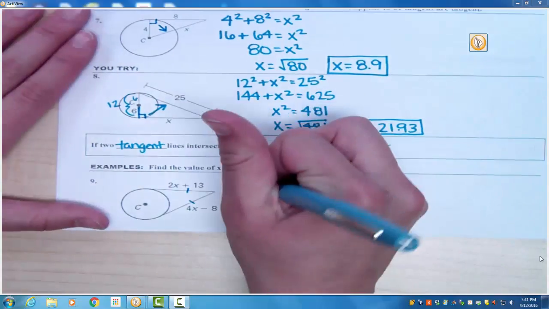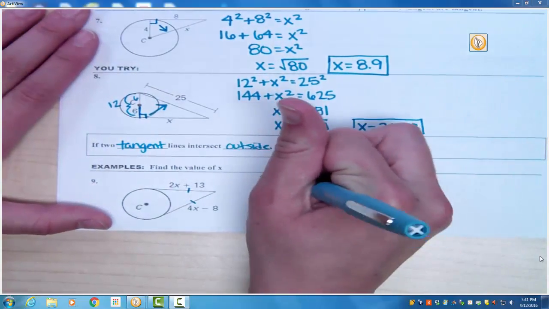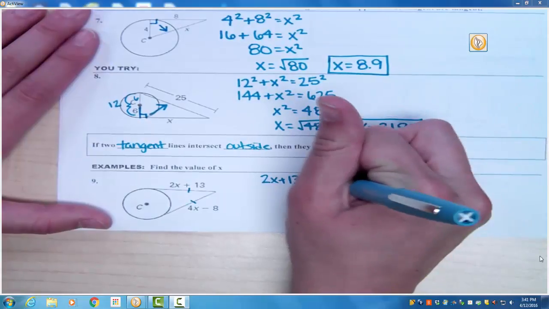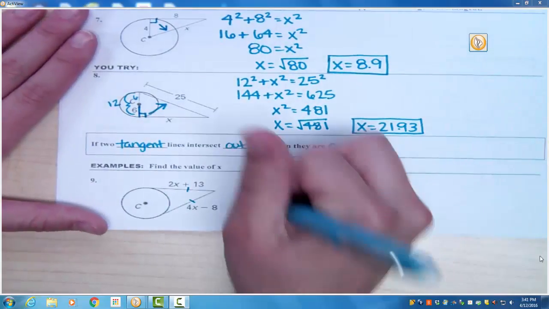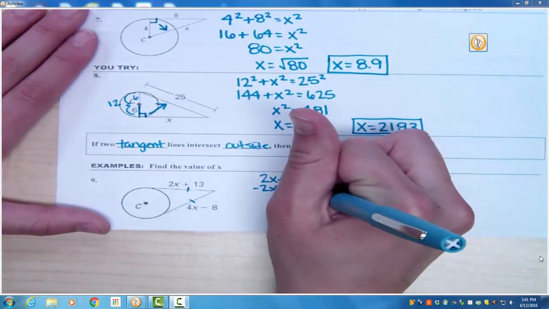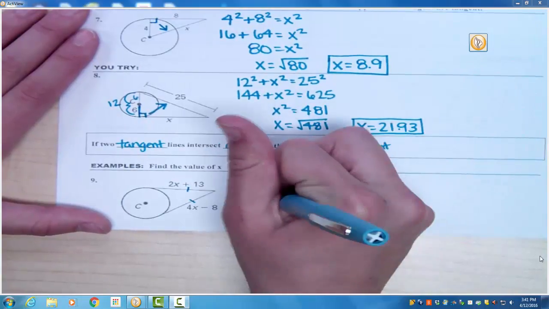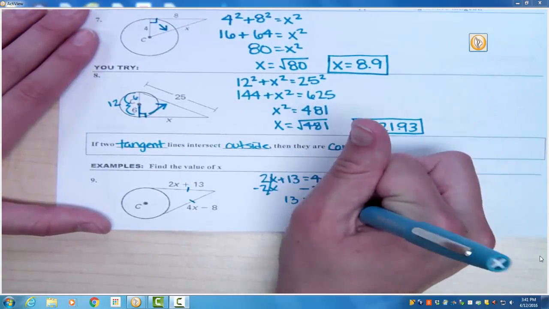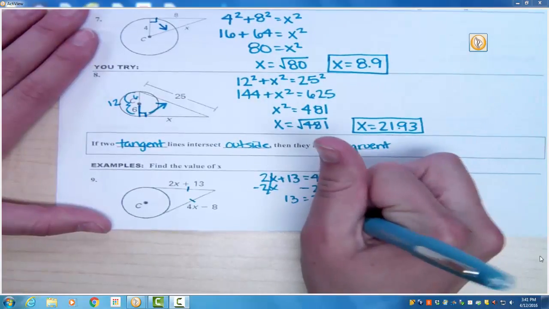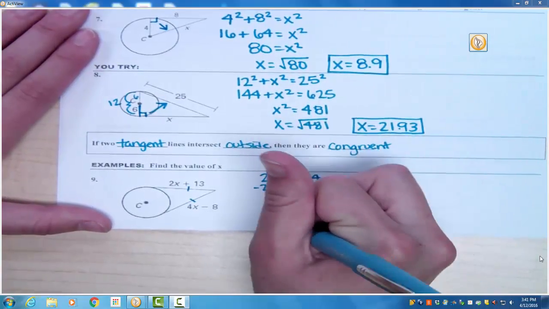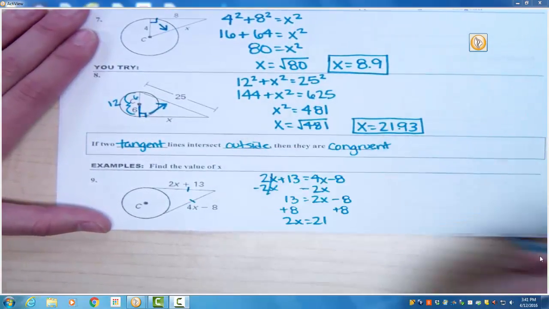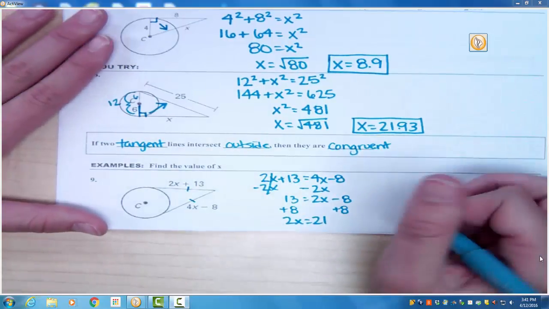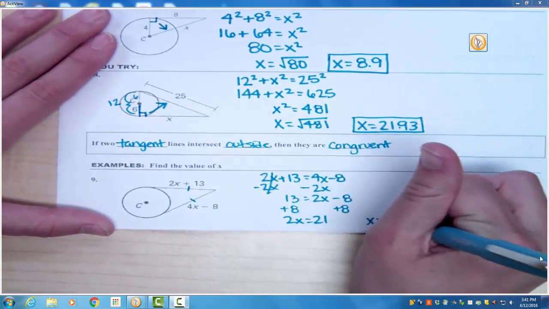So I can just set them equal to each other. 2x plus 13 equals 4x minus 8. And I subtract 2x from both sides. So 13 equals 2x minus 8. Add 8 to both sides. 2x equals 21, and divide by 2 to get that x is 10.5.